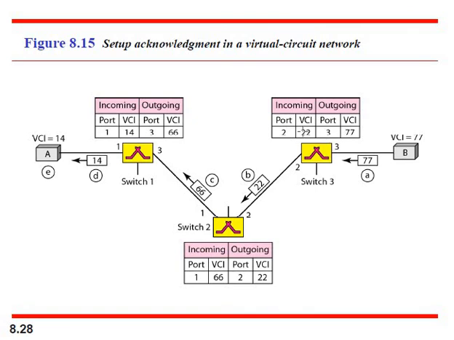In the same way, switch 3 has been given 22 by switch 2 when it was coming. So this time switch 2 will update its number as 22 in its routing table. And then similarly, switch 1 has given the number 66 during the setup phase, and this number will be updated in the outgoing VCI, and this way A will get the appropriate acknowledgement that B is ready to receive the data, and then the actual data transfer phase will start.